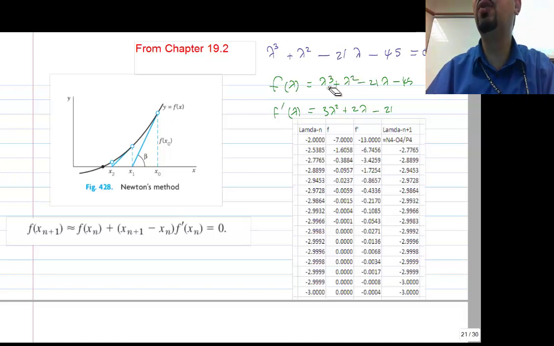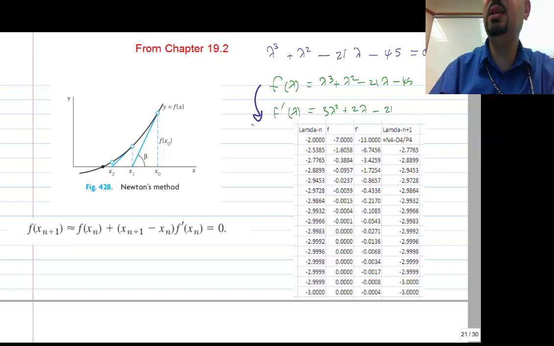What's the differentiation of lambda cubed? 3 lambda squared. What's the differentiation of lambda squared? 2 lambda. What's the differentiation of minus 21 lambda? Minus 21. 45, that's 0. So getting this and this, that's really easy.